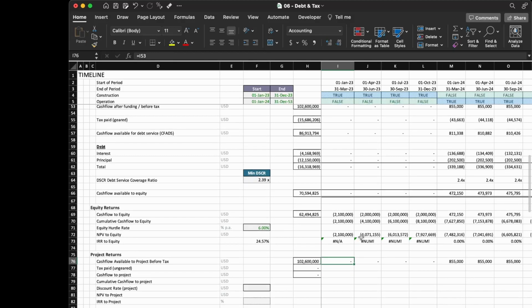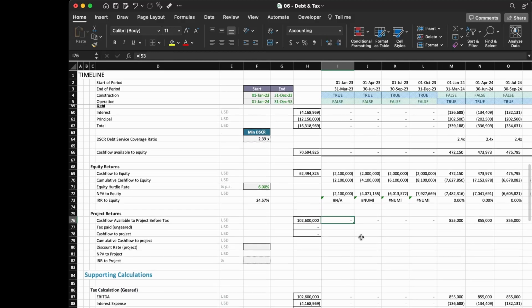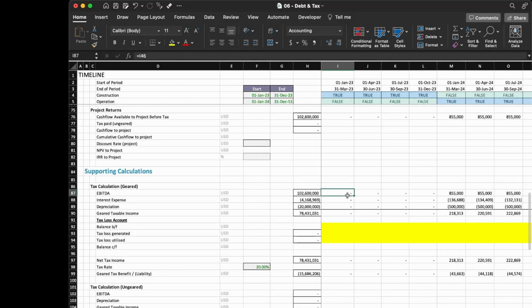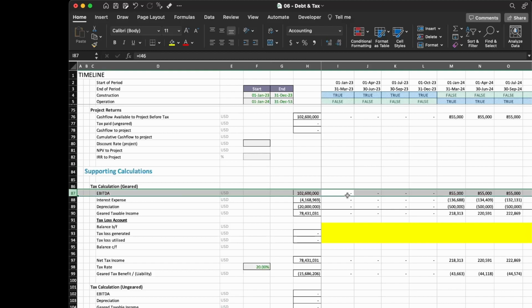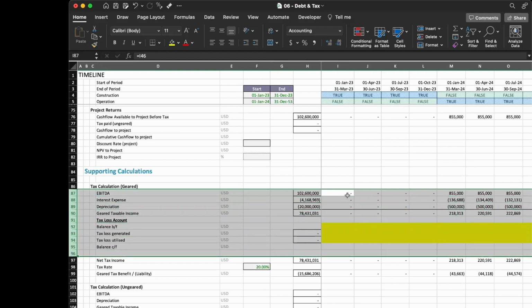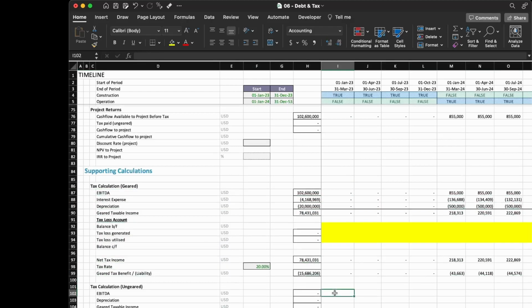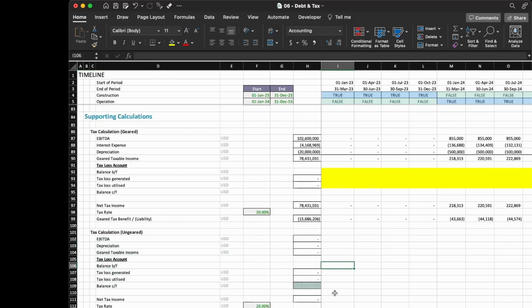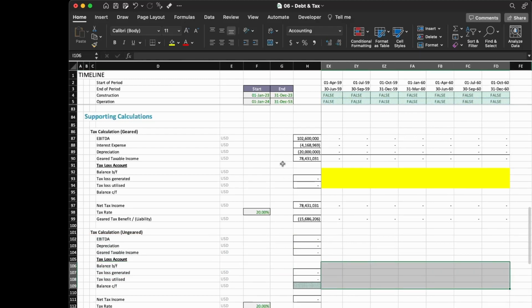Next is the tax paid, the ungeared one. But I don't think we calculated that in our last video, so we're going to do it right now. If you recall from our last video, we calculated the tax calculations for the geared project. That's the calculation we did. And now we're going to do it for the ungeared project. I should have done that before, but I kind of forgot, but that's okay. We're going to calculate the tax loss account later, so I'm just going to set this as yellow. I'm not going to do it now.